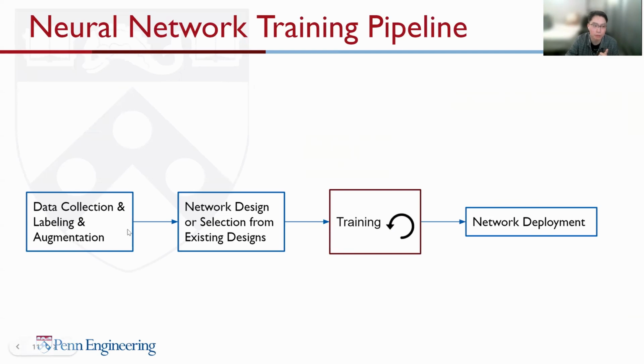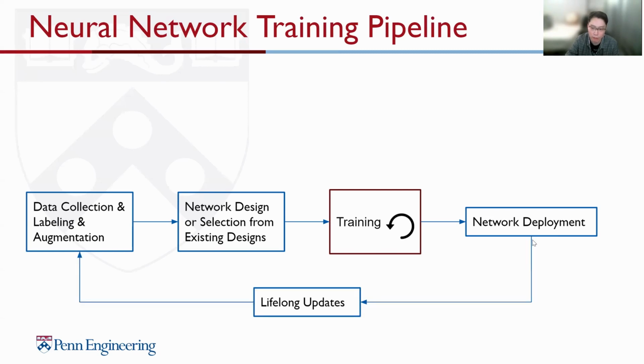In the beginning, we need to do data collection, labeling, and augmentation. Then we need to select, based on what functions you want this neural network to do, from existing designs, or we can do our own design. And after the training, we need to deploy the neural network to some platform. Then after deployment, we want to do lifelong updates, in that we can get additional data from the deployment and pass it back to data collection and training to further improve the performance of the neural network.